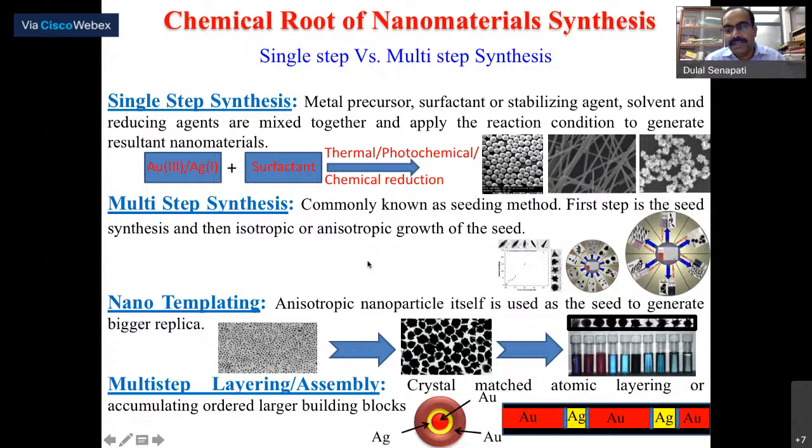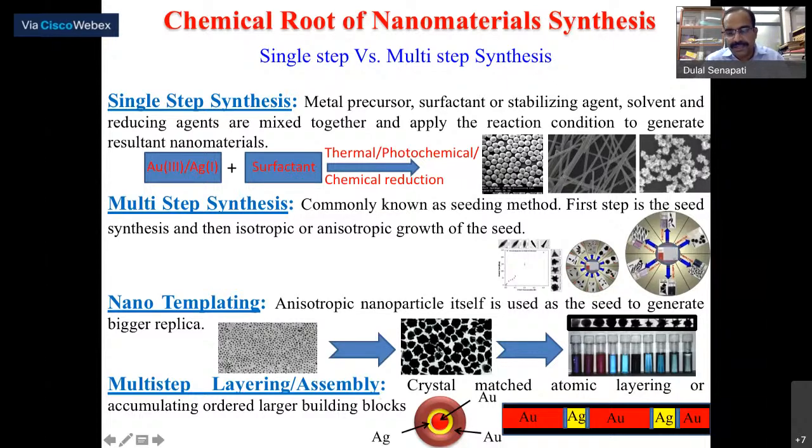Now there is another method, which is a kind of three-step synthesis, called nano templating. First we make the seed. Then by using this seed, we can make a finite size nanoparticle. These are like nano popcorns. These popcorn shape nanoparticles we can generate at about 50 nanometers. Now this 50 nanometer particle we again use as the seed to generate different shapes of particle. So this is a three-step nano templating, or we can use a multi-step layering or assembly.